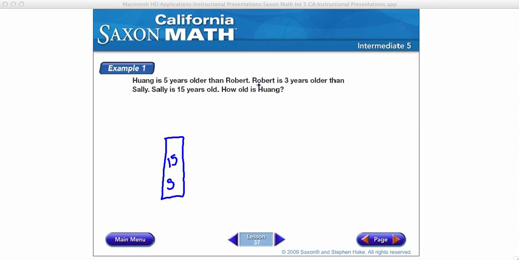My problem says that Robert is 3 years older than Sally. So because he's older, I'm going to draw a taller rectangle. And this is Robert. Robert is 15, and if Sally was to grow or age 3 more years, I would have the height of Robert. So Robert is Sally's 15 years plus 3, so Robert is 18 years old.